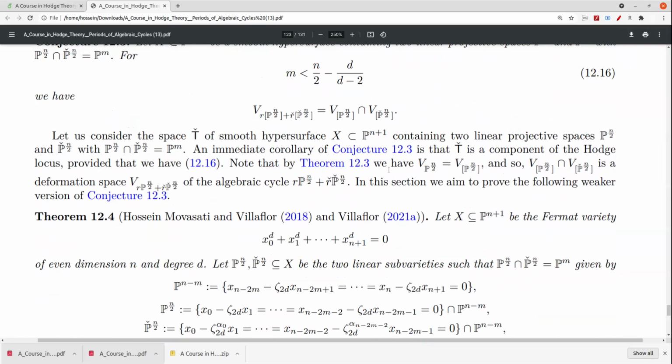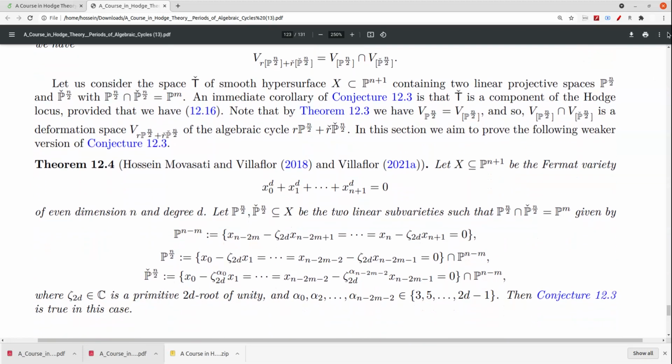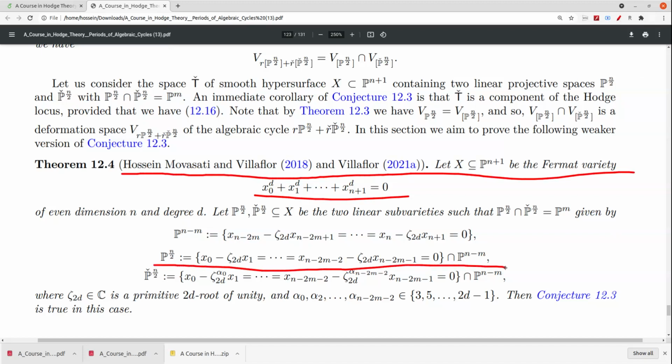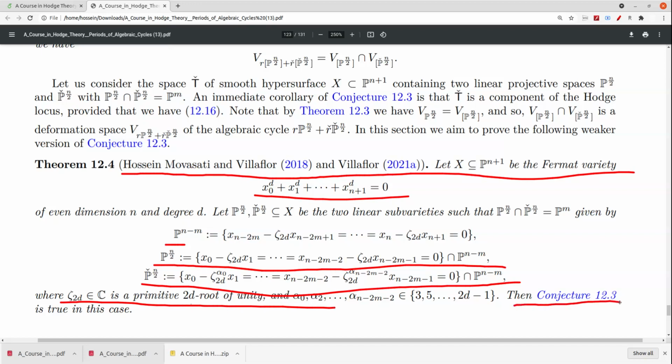So, what is the next result? Okay, so let's say we take Fermat. Fermat has a lot of linear cycles. In our case, we have taken these linear cycles, which intersect in some Pn. Zeta 2d are primitive roots of unity. So we can prove conjecture 12.3 in this case.